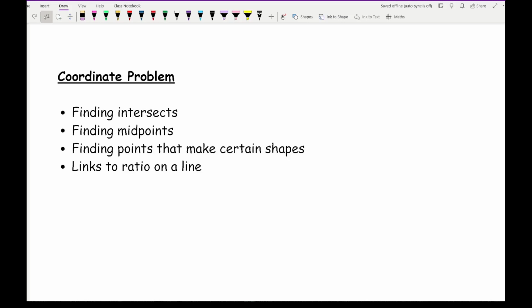And another thing that may come up is lengths to ratio on a line. So for example, you may have 2 points, let's just call them A and B. And it may say that C is 2/3 of the distance of AB. So then therefore you'd work out the distance, divide it by 3, times it by 2, and then work with the coordinates.